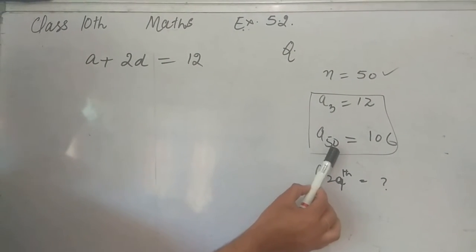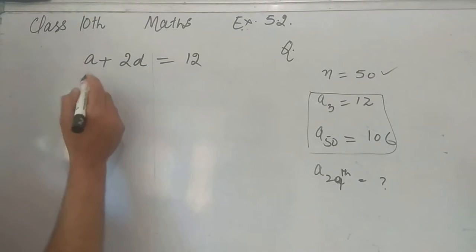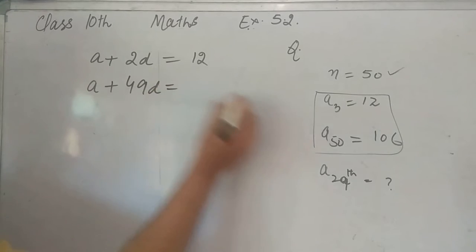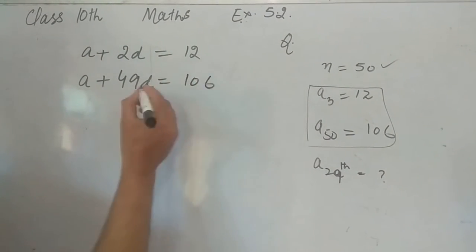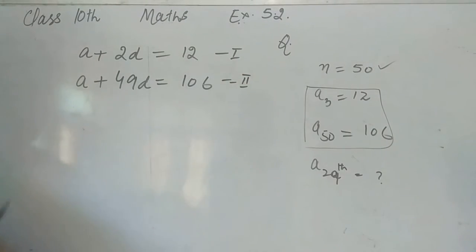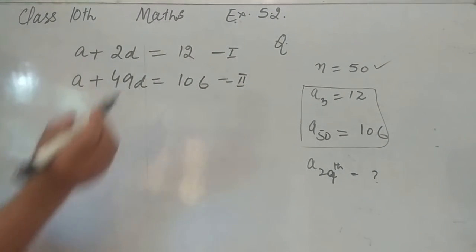A50. Here n is equal to 50. Therefore, A50 can be written as a plus 49d, because n minus 1 is 49. a plus 49d is equal to 106. हमारे पास दो linear equations आ गए. We can further solve them by elimination method.